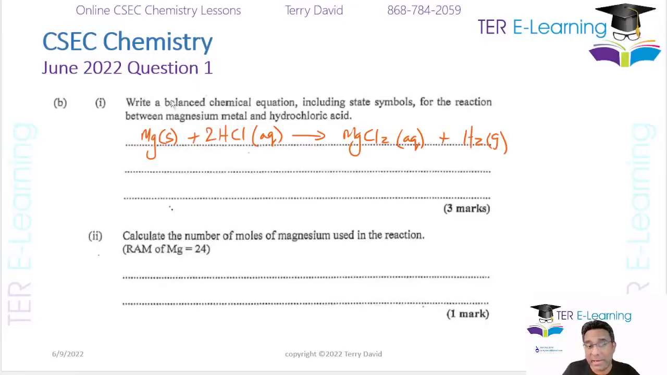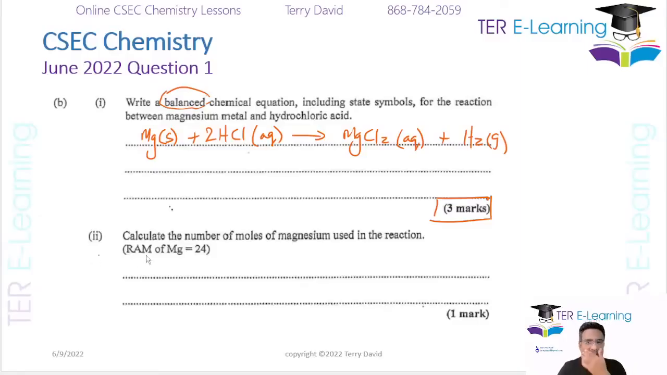Now you see how CXC asks, write a balanced chemical equation, and they said including state symbols. So if you don't balance it, you're going to lose a mark. If you don't put the state symbols, you're going to lose a mark as well. If you just write an equation, you're going to get 1 mark. That's why when you see balance and including state symbols, you have to include that.